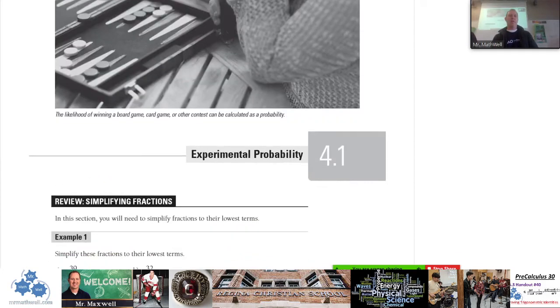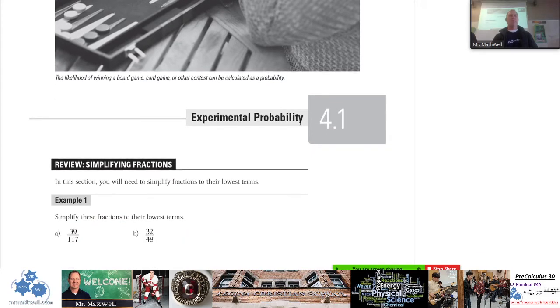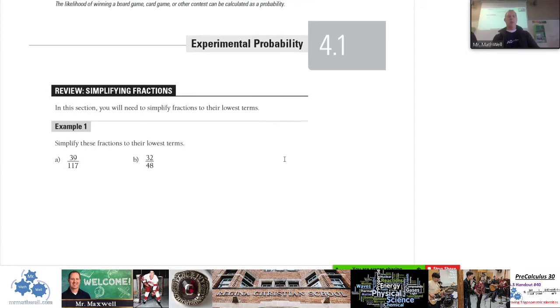Very, very similar. Let's talk about experimental probability first. So in 4.1, we talked about experimental probability. And one of the things that you have to learn how to do is simplify fractions. If you have a calculator, you can use your calculator typing in the fraction and then hitting your fraction button. For most calculators, that's going to work to simplify the fraction.